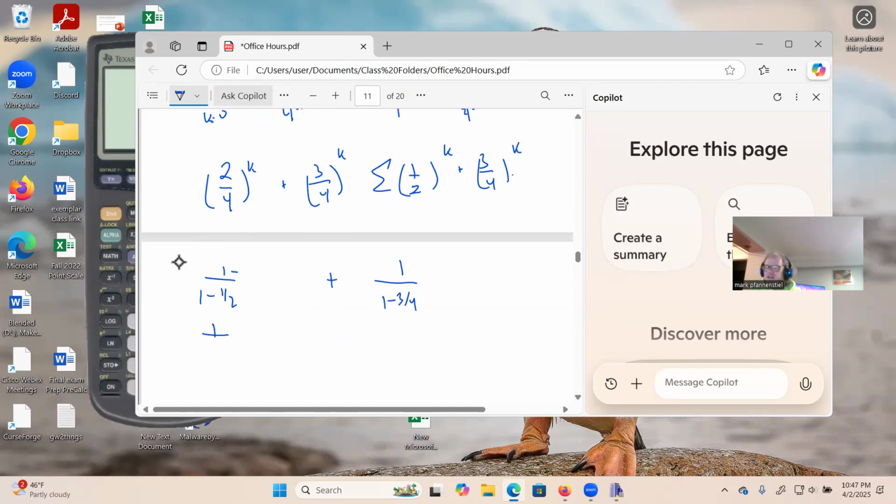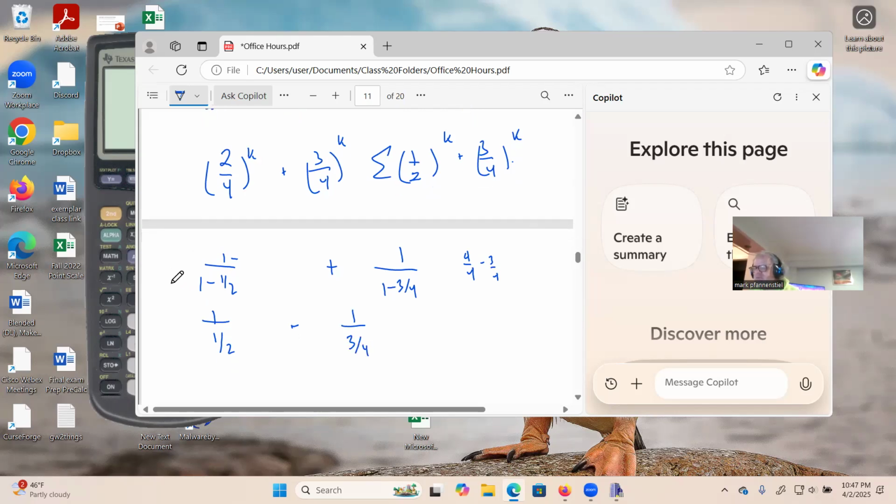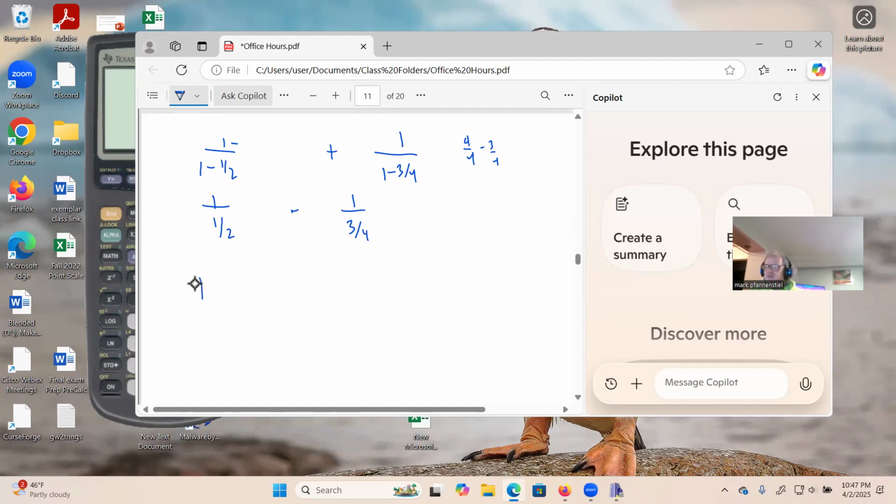Here we have 1 divided by 1 minus a half, which is 1 over 1/2, plus 1 divided by 1 minus 3/4. That's 4/4 minus 3/4, because one way to write 1 is 4/4. So we have 1 over 3/4, and that's what we converge to. So 1 divided by 1/2 is 2, plus 1 divided by 3/4, which is 4/3, of course. Just invert and multiply.